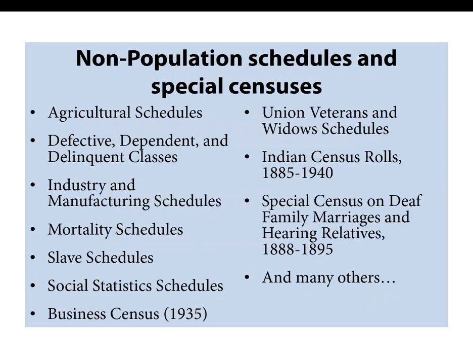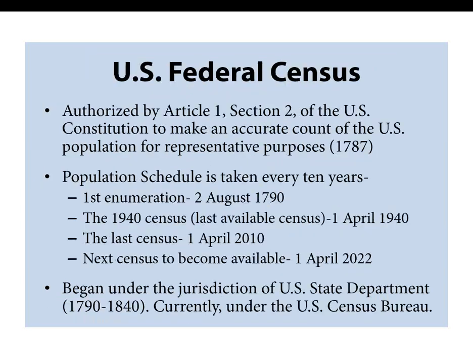So going back, the population schedule is what we're looking at most often, right? That's the thing that we look at many times a day. So the first enumeration is done in 1790. The last one we have available to us is in 1940. We just took a census in 2020. The next census to become available is going to be on the 1st of April in 2022. We are approaching it at rapid speed, and that will be the 1950 census.